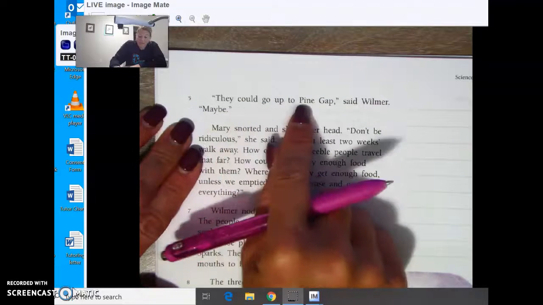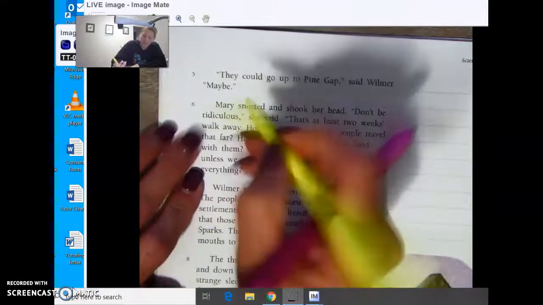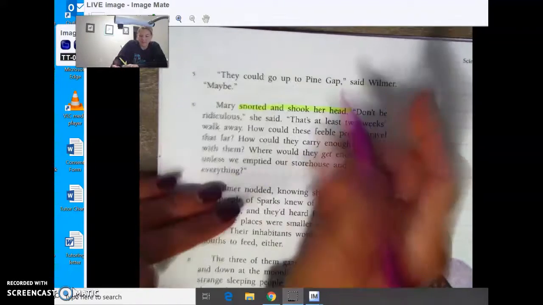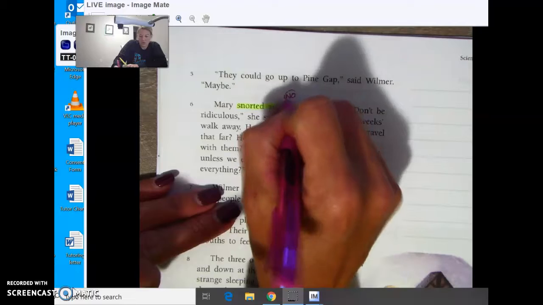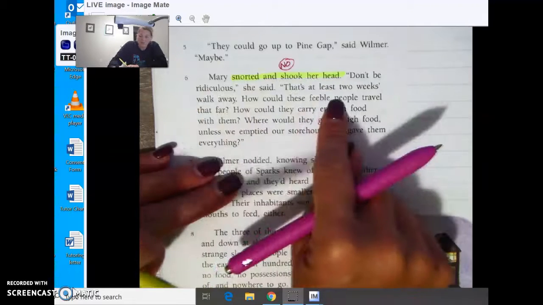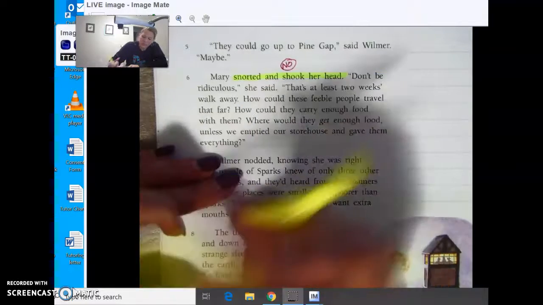"They could go up to Pine Gap," said Wilmer, "maybe." Mary snorted and shook her head. How's Mary still feeling? I think Mary's still saying no. "Don't be ridiculous," she said. "That's at least 2 weeks' walk away. How could these feeble people travel that far?"